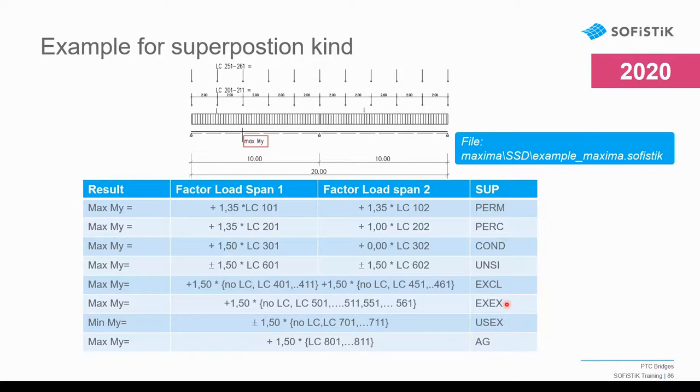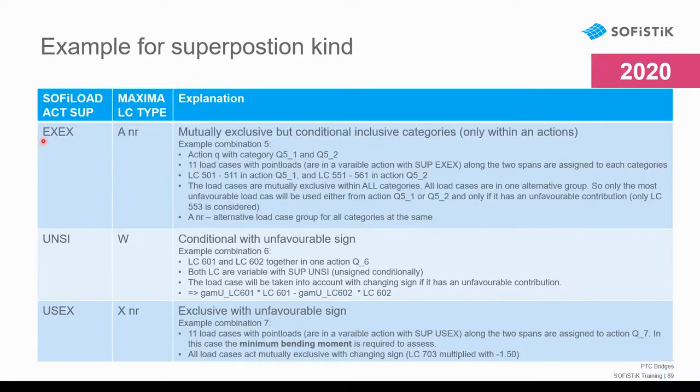Okay, now let's discuss the extended exclusive superposition type. Again, I'm asking you to imagine 11 load cases. Now they are numbered from 501 to 511, and these 11 load cases are assigned to action Q5_1. The next 11 load cases are numbered from load case 551 until 561, and these 11 load cases are assigned to action Q5_2. If the superposition type was set to extended exclusive for these actions Q5_1 and Q5_2, then it means that the load cases are mutually exclusive within all categories.